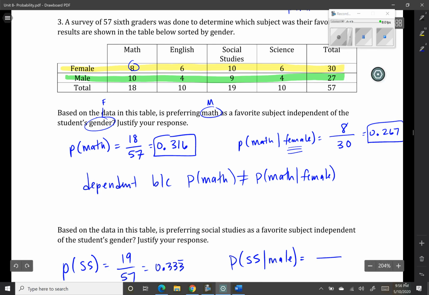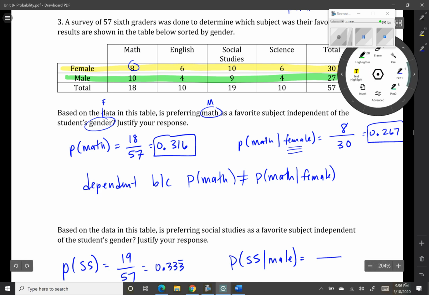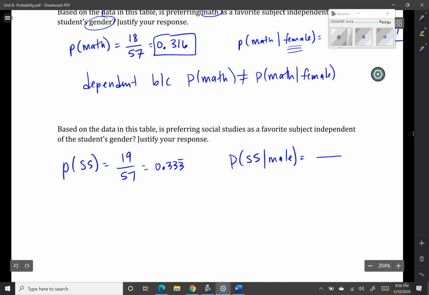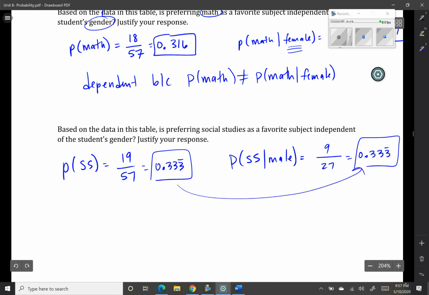So out of the males in this table, there are going to be a portion of them that like social studies, 9 of them out of 27. So if I do 9 out of 27, I also get 0.333 repeating. I'm putting the repeating there so that I know it's not rounded. So because these two things are exactly the same, they're the same probability, by me introducing the fact that this was a male, it didn't affect the probability at all. Therefore, there was no effect. Therefore, these are independent events.